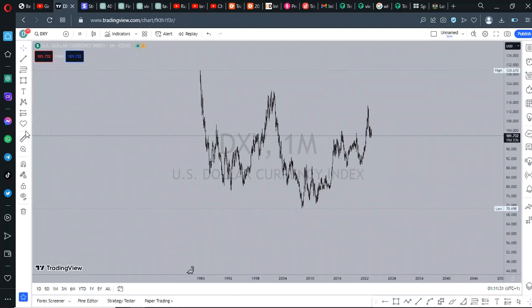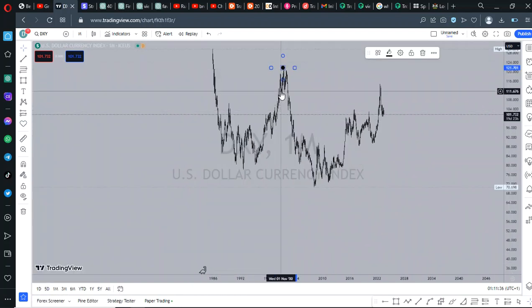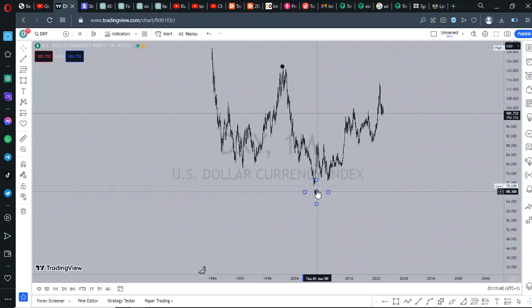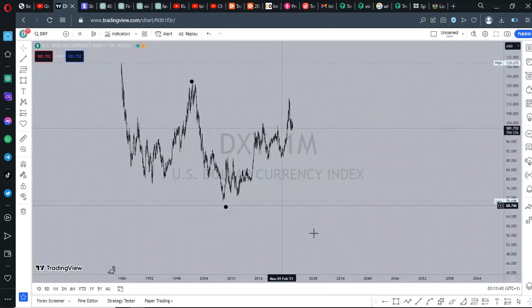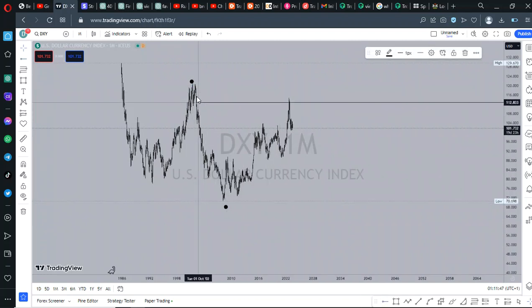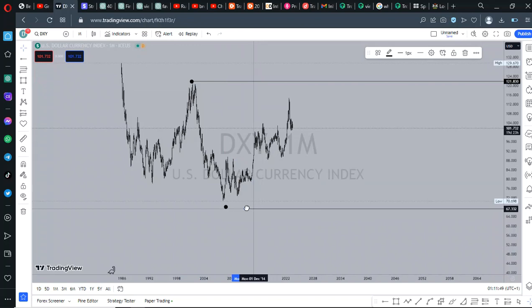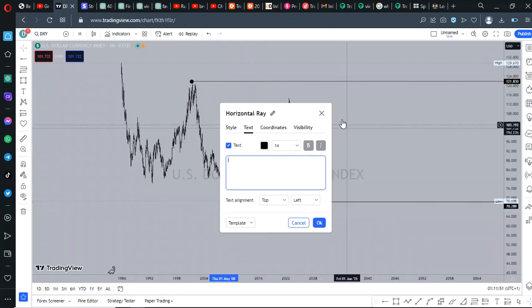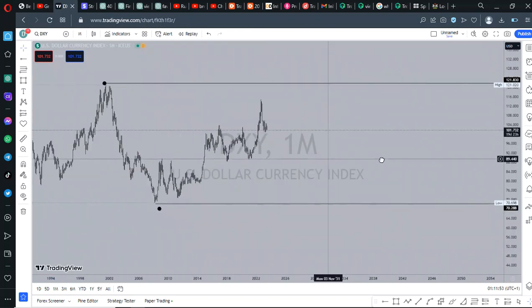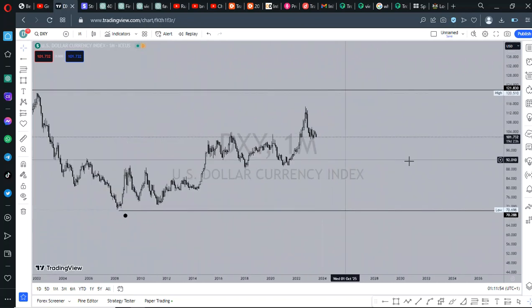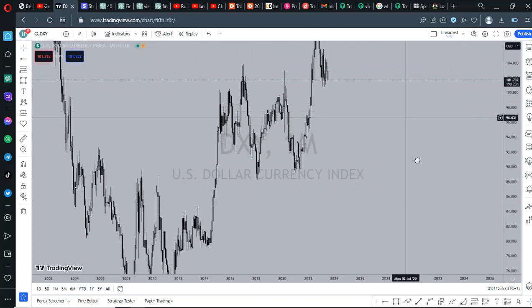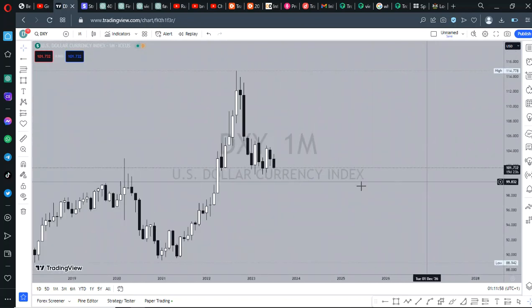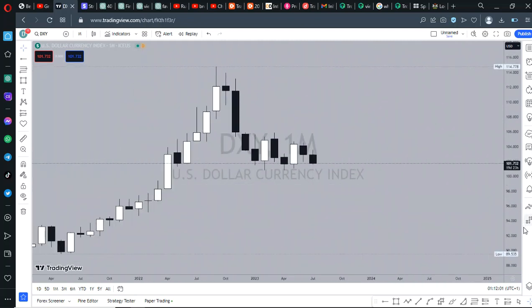So let's start to mark our structure, the external highs and lows. This is the external high right here, and the external low is here. So that is the range that we're dealing with, the range high and the range low. Finally, the price put in a higher high and then traded lower. Now how did it trade lower? Something interesting happened right here.